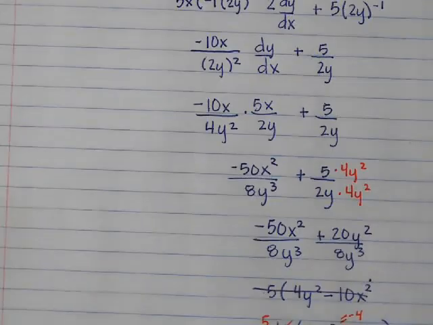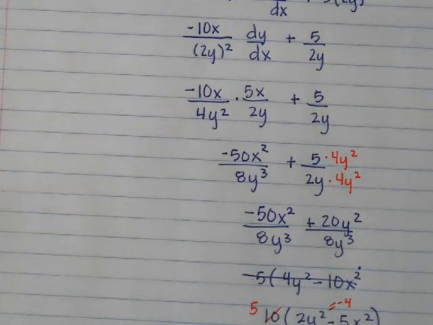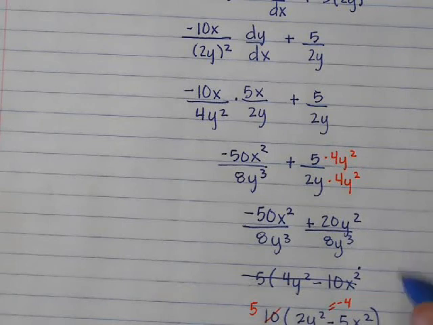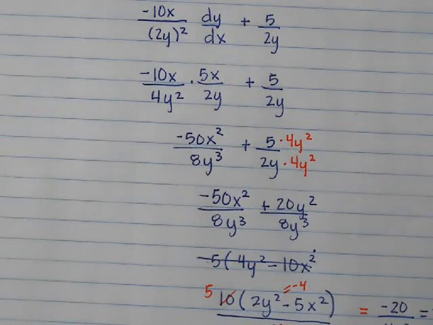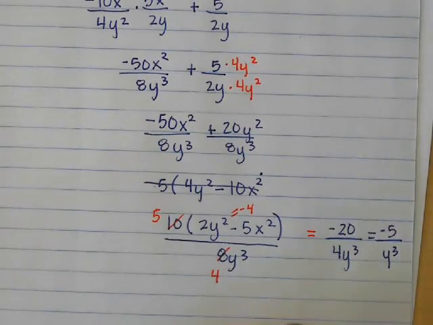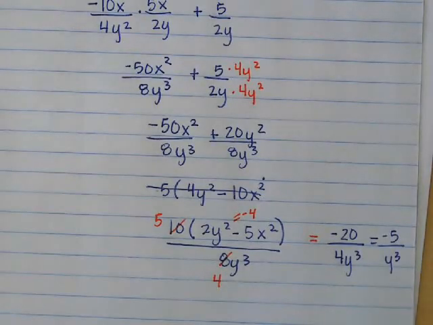It looks like, and I don't even have my answer. I don't have an answer key here, so hopefully I'm doing this right. 5 times negative 4 is negative 20 over 4y cubed. Let's see, 4 will go in there 5 times, and I get negative 5 over y cubed. Let me see, do I have an answer key? I don't. So hopefully that's correct. Okay, that's it.